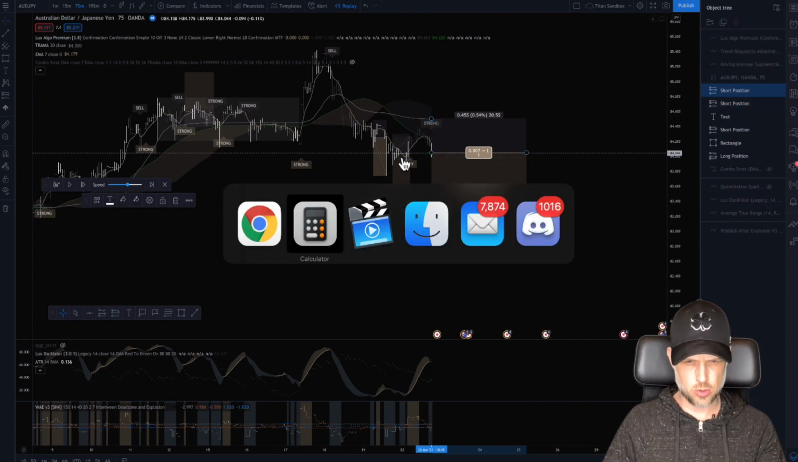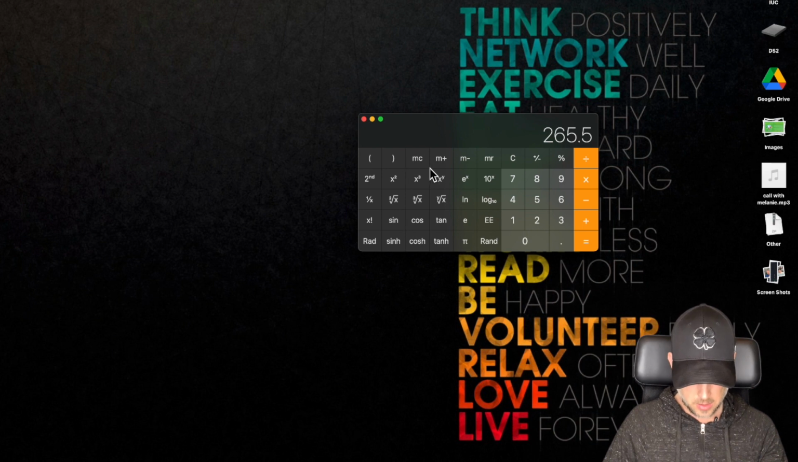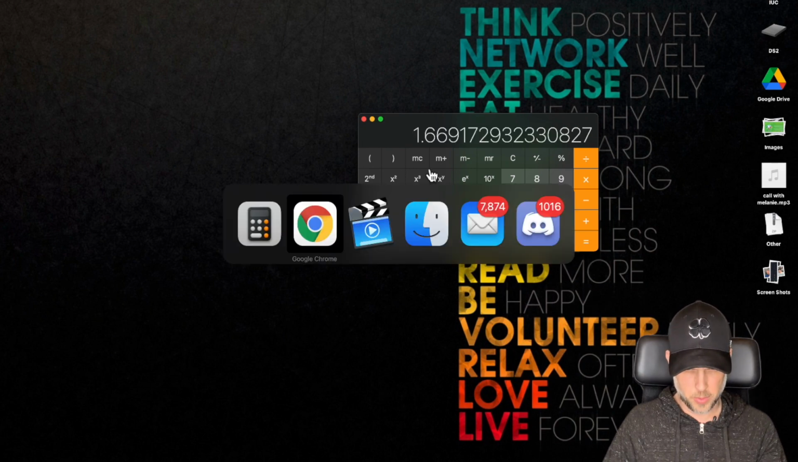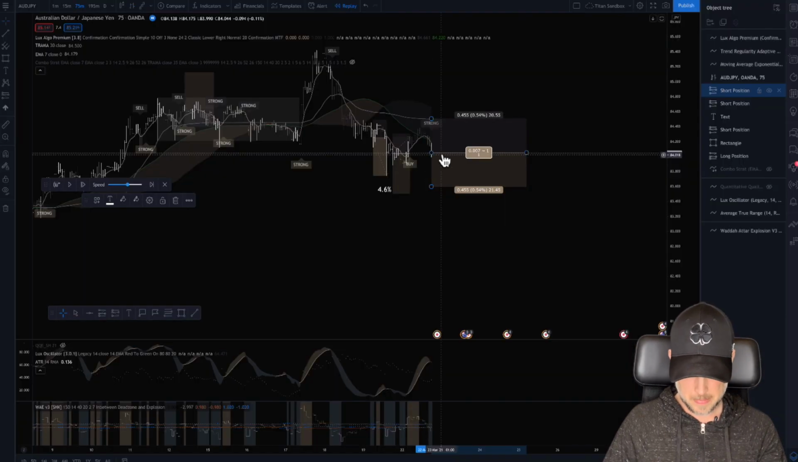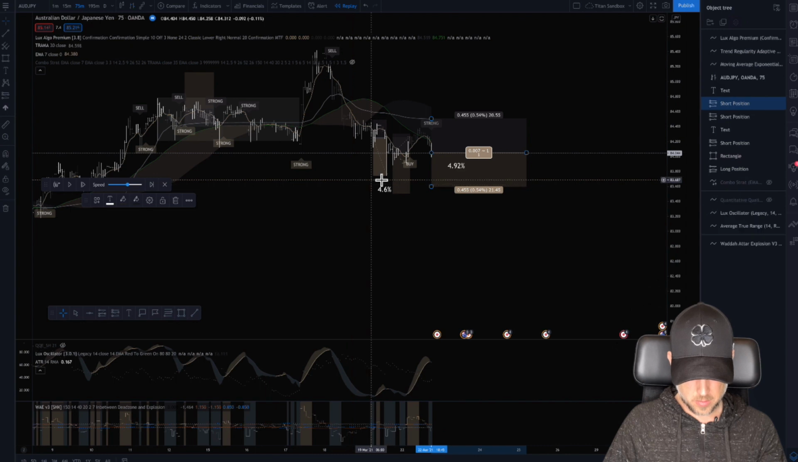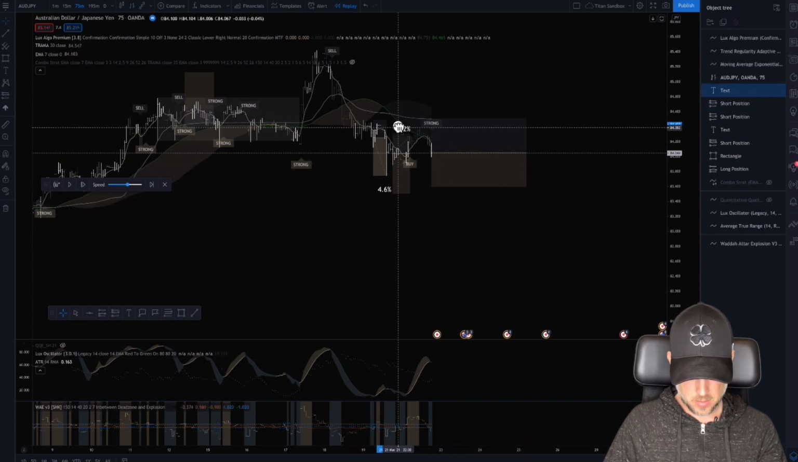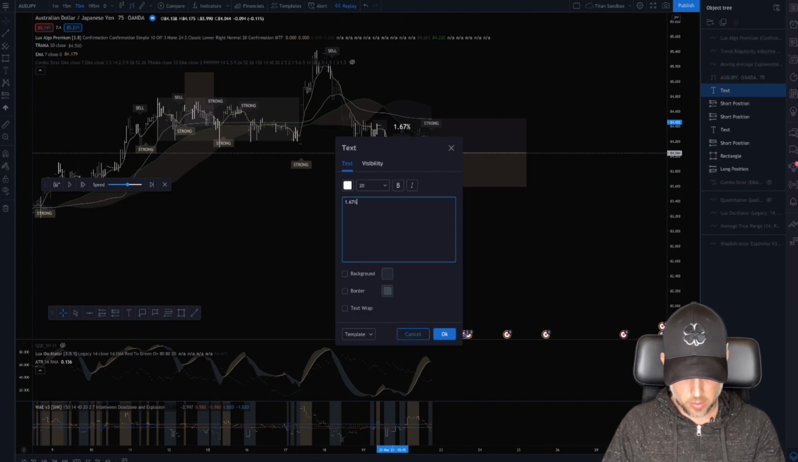So 222 divided by 266. That is a 0.83 times 2. So that's a 1.67. .67% loss.